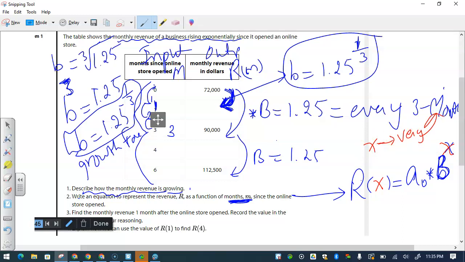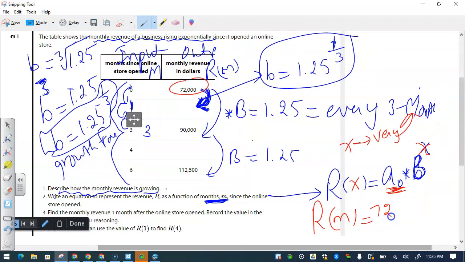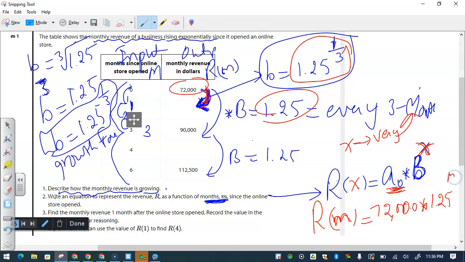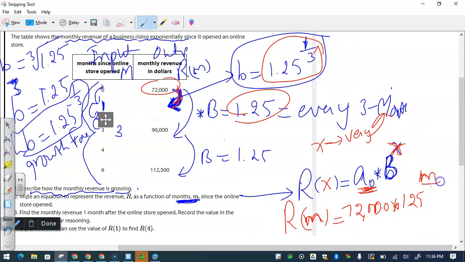here it is, every 3 months. But we want to change this to every month. So when you write this, the beginning, what was the profit? 72,000. And then the B that we got was 1.25. And because you want it every month, this is the growth factor every month. So instead of x, we use m months, so it is m months divided by 3.